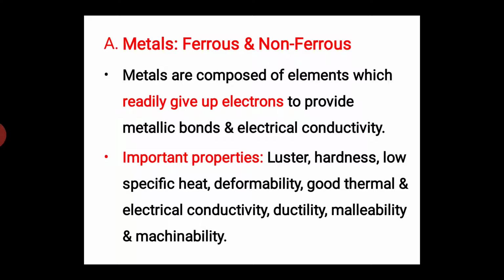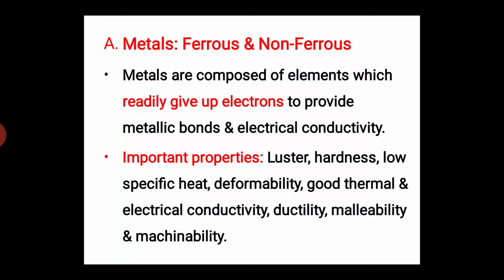Luster means there will be a certain shininess of the metal. Deformability means one form of metal, a raw material, is converted to a finished form, that is, into a different shape and size.